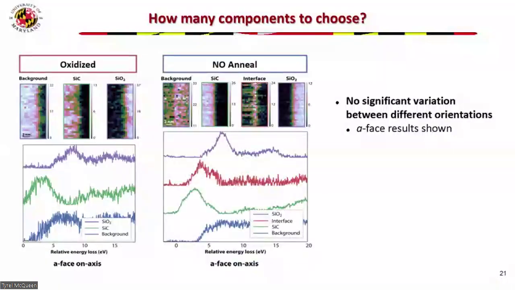But we can see that after annealing, we get another component, and that's this one at the interface. So there's always a background component, and then we have the silicon carbide and the signal for the silicon dioxide. But now we have this signal for the interface, and when it's mapped out, it really is at the interface, right? This analysis allows you to see where the different components are on the sample. So this clearly shows that it's at the interface.